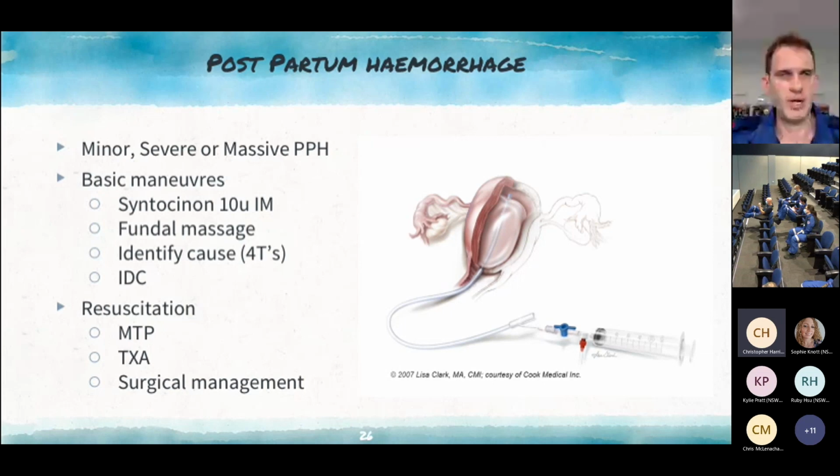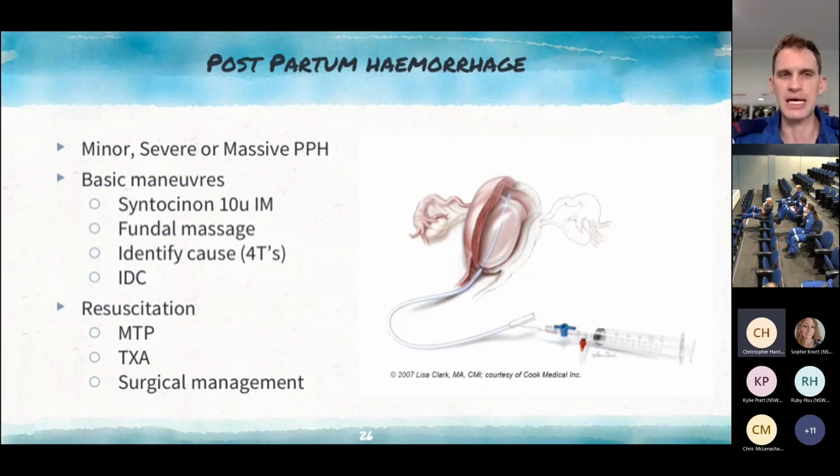If you are in the situation of a PPH, the basic manoeuvres would be giving active management of the 3rd stage of labour, so syntocinon, 10 units IM, then going on to give an infusion of that, so that'd be 40 units in a litre given over 4 hours. Fundal massage, so the midwives are obviously very good at this, and that's just rubbing up the fundus to try and tension it up, and that sort of goes through a bit of a progression which ends in that sort of bimanual compression.